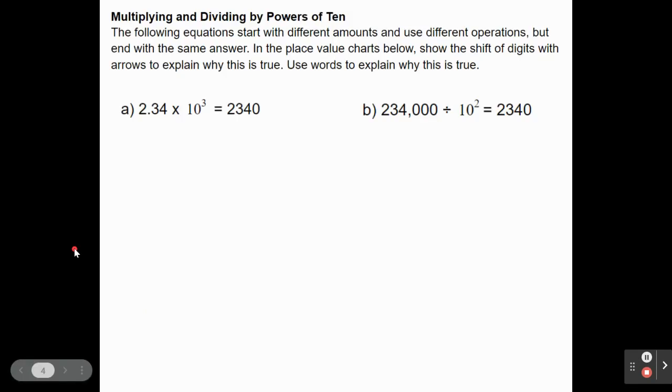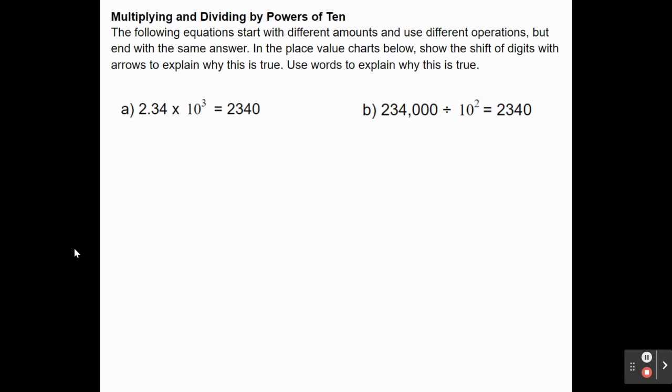So now let's multiply and divide by powers of 10. The following equations start with different amounts and use different operations, but end with the same number. In the place value charts below, show the shift of digits with arrows to explain why this is true. Use words to explain why this is true. So let's start with problem A.